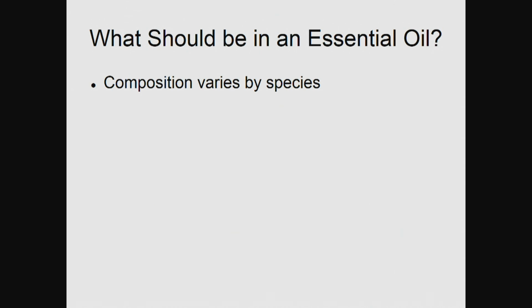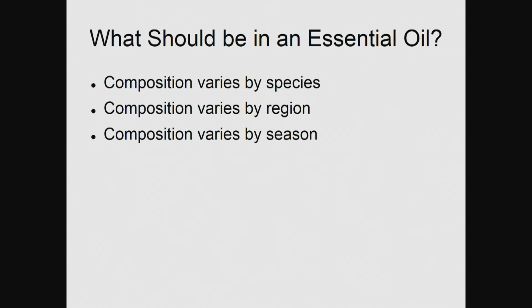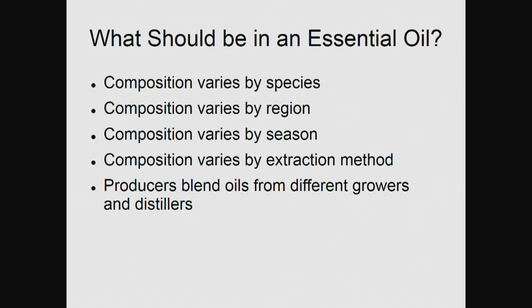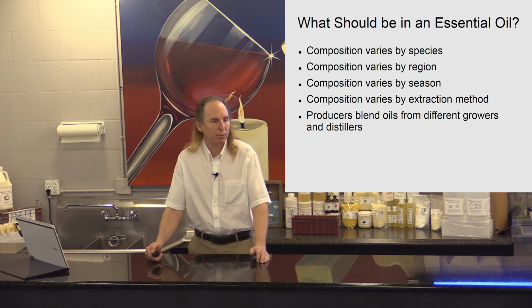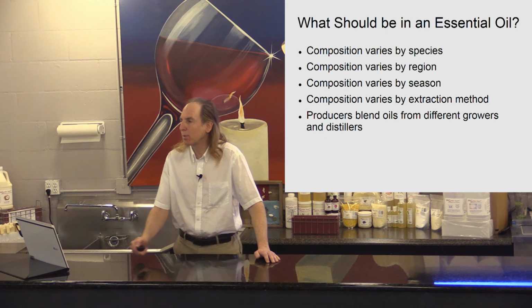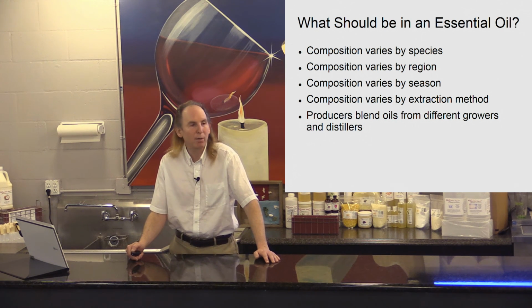So what should be there? The problem is the composition varies by species, by region, by season, by extraction method, and the plants are grown in the field, then they're shipped to a distiller who distills them, and a wholesaler then would combine lots of oil from different distillers, so there's the possibility for adulteration at any of those steps.